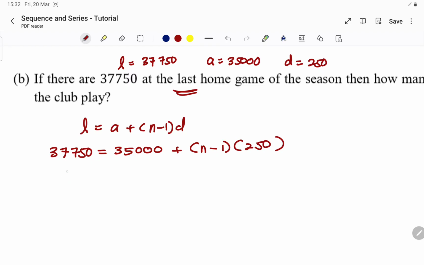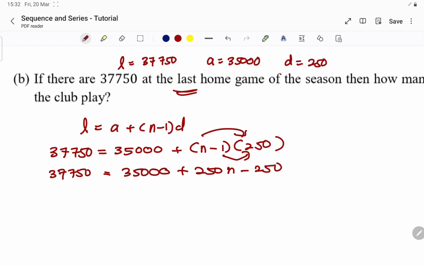Now what you have to do, expand first, it makes it easier for you. 35,000 plus N multiplied by 250, which is 250N, and then here you have negative 1 multiplied by 250, where you get minus 250. Here you will get 34,750 plus 250N.